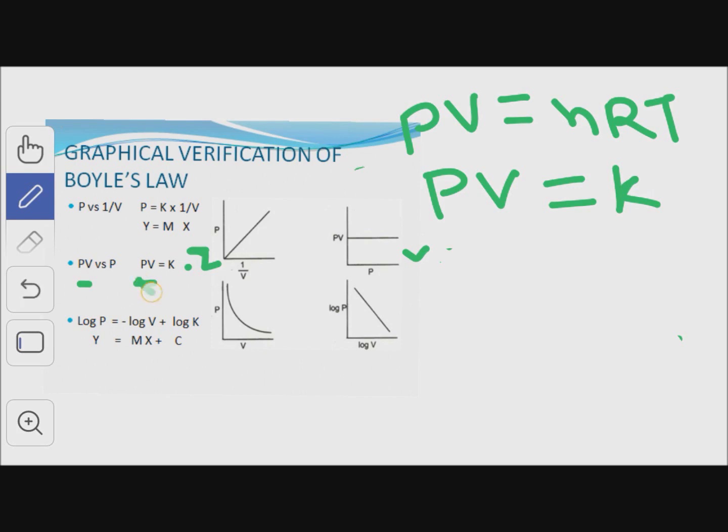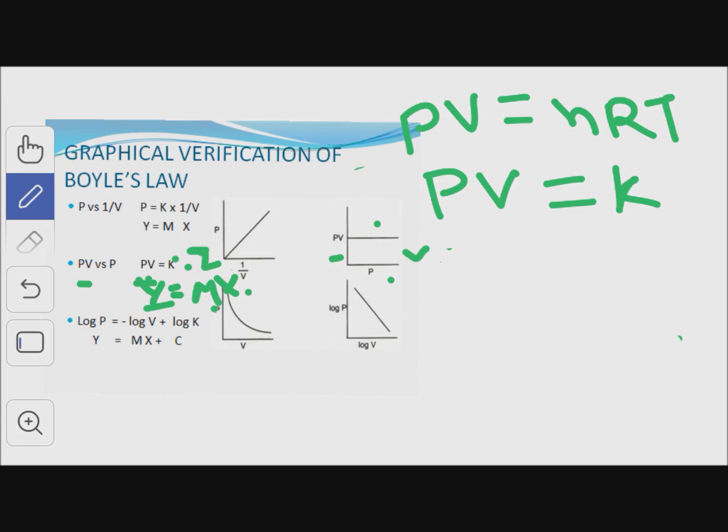Here it is y is equal to mx. Y represents the PV and m represents the K, but there is no x, which means the value of x is 0. That's why this line is parallel to the x-axis or pressure axis, because the value of PV is constant.